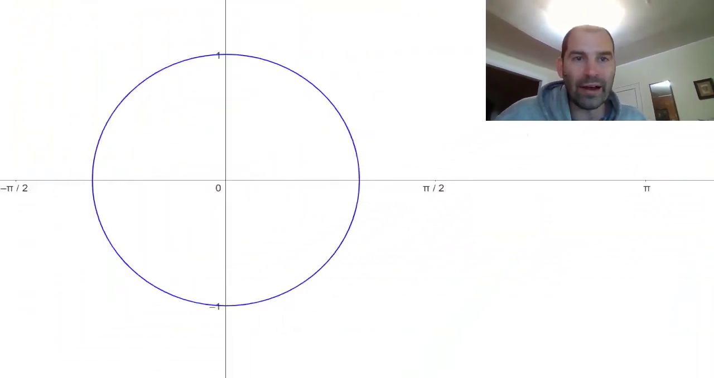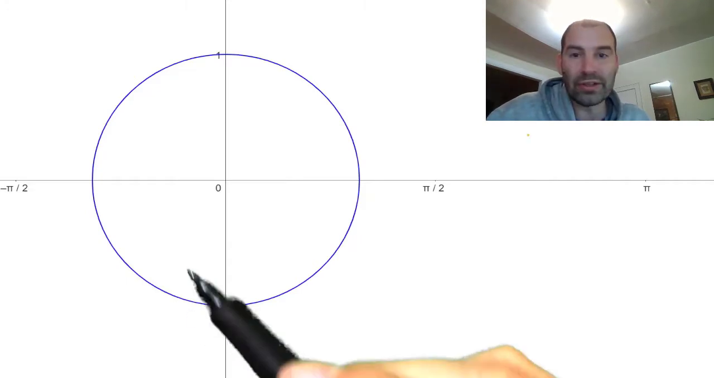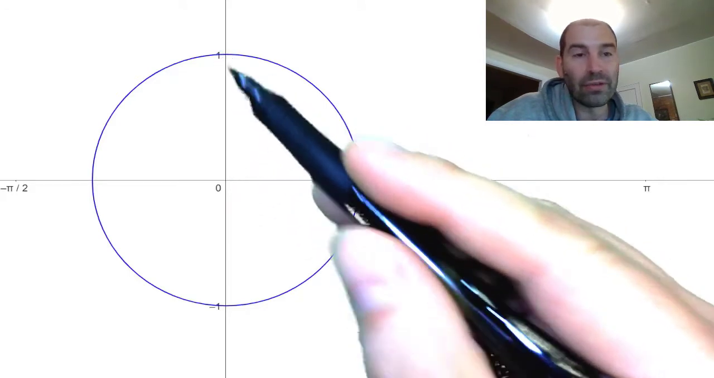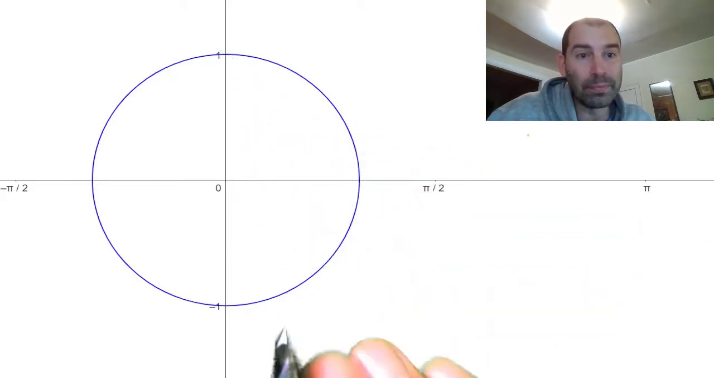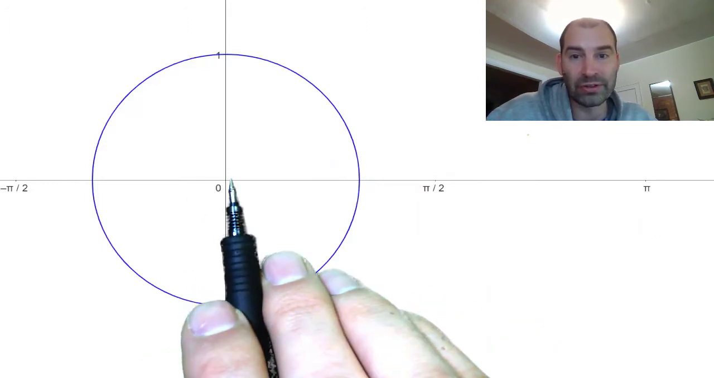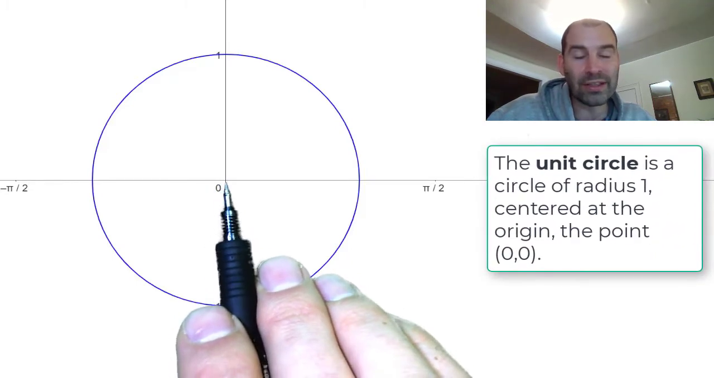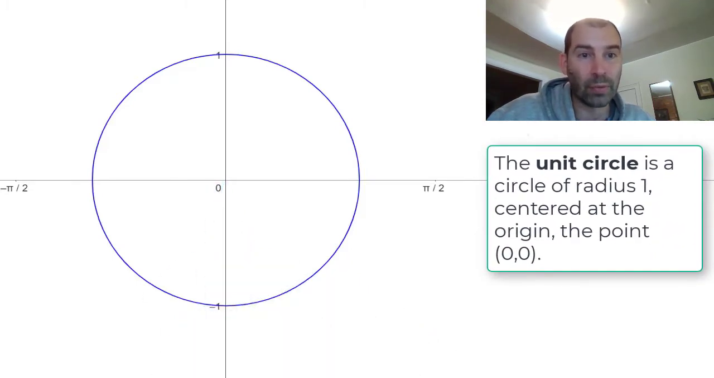So here we have a picture of the unit circle. Unit means that the circle's radius is 1, and you can see that from the center to this point here, that's a distance of 1. All right, and we always position the unit circle so that it's centered at the origin. That's the point 0, 0 right here. So the unit circle is a circle of radius 1 centered at the origin in the xy plane. So that's what we're looking at here.